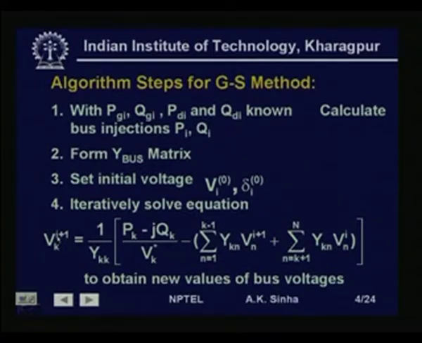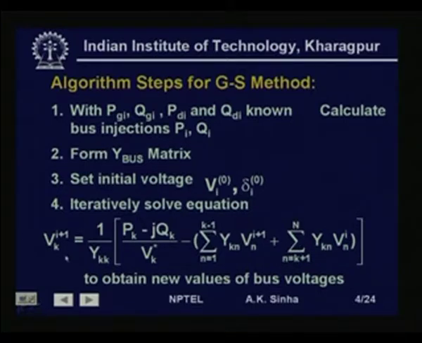Vk at iteration i plus 1 is equal to 1 by Ykk into Pk minus jQk by Vk conjugate at iteration i, minus summation Ykn Vn at iteration i plus 1 for n equal to 1 to k minus 1, and minus summation Ykn into Vn at iteration i for n equal to k plus 1 to n.